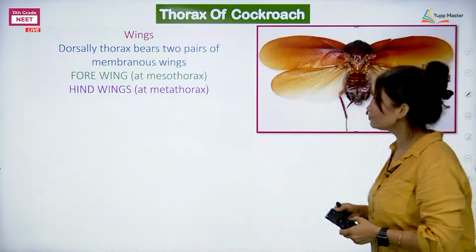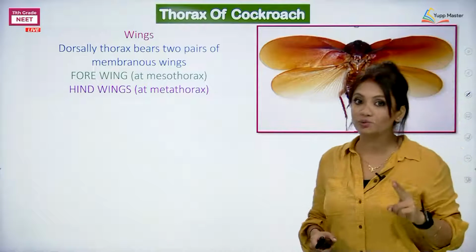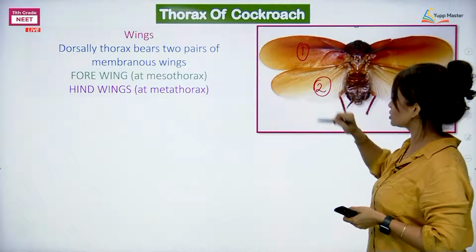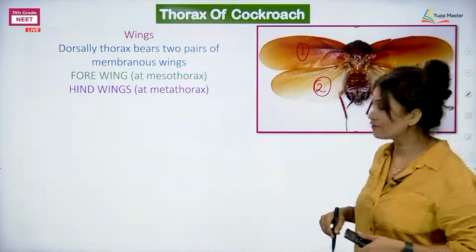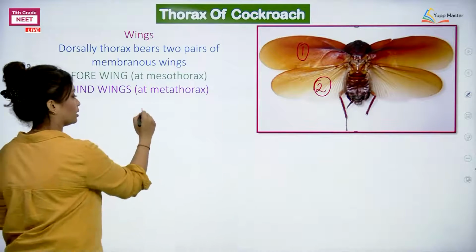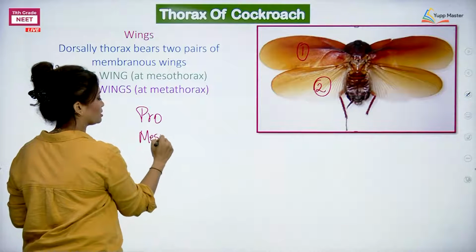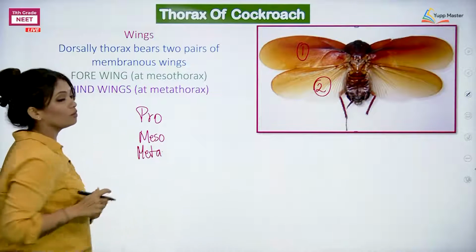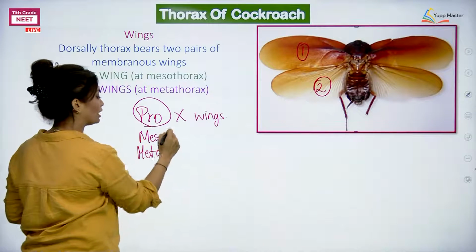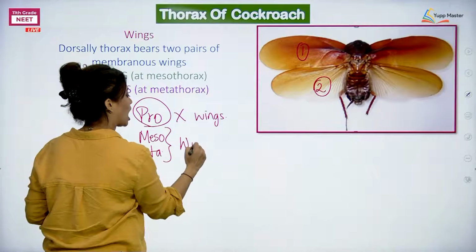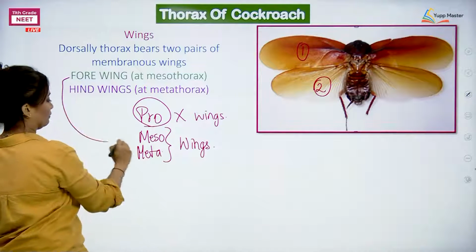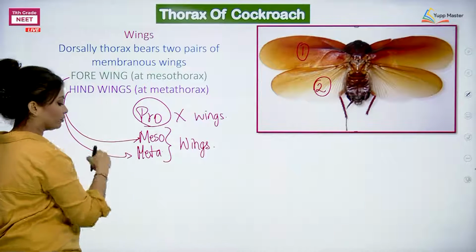Dorsally the thorax has two pairs of membranous wings. There is one wing here which is called the forewing, and the second one which is called the hind wing. So you have two pairs of wings. Where are they attached? Remember, the thorax region has three segments: prothorax, mesothorax, and finally metathorax. Of these three, the prothorax has no wings. It is only the meso and the metathorax which have wings. The forewings are at the level of the mesothorax, and the hind wings are at the level of the metathorax.